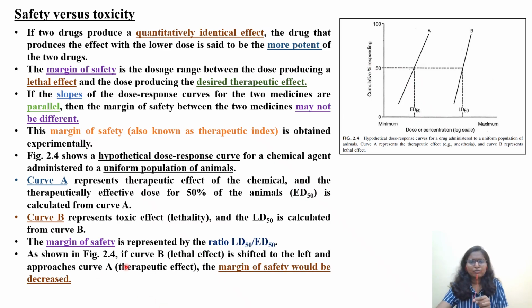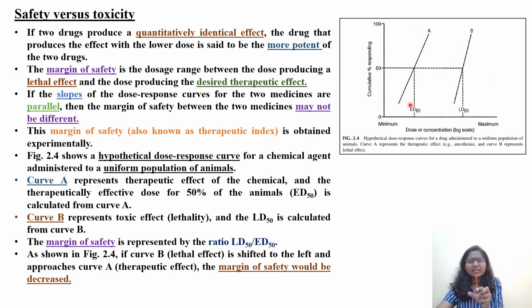As shown in figure 2.4, if the curve B lethal effect is shifted towards the left, if you're moving this curve in this direction and it approaches curve A, the margin of safety, MOS, would decrease. So if MOS is less, it becomes very challenging for the physician or the clinician to tighten the dose in the case of patients.